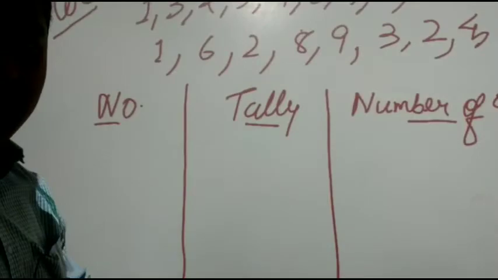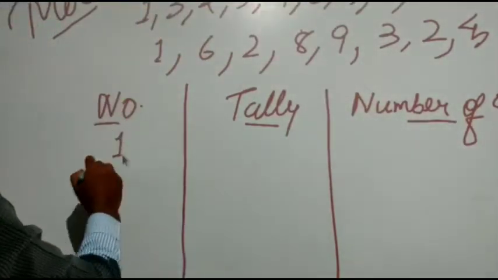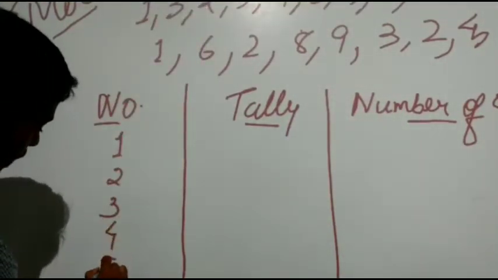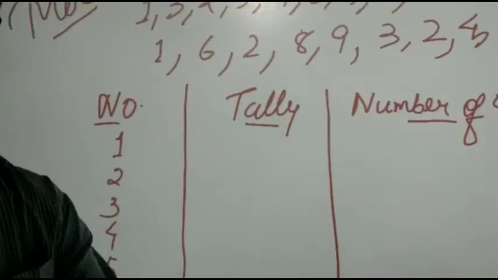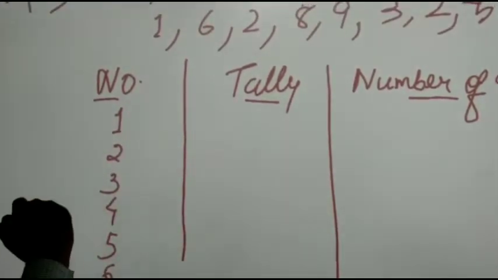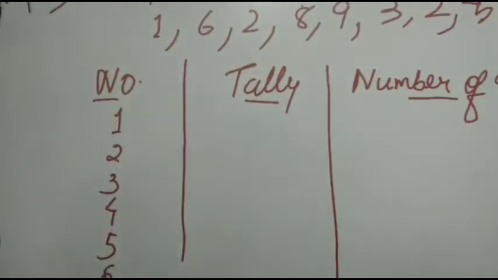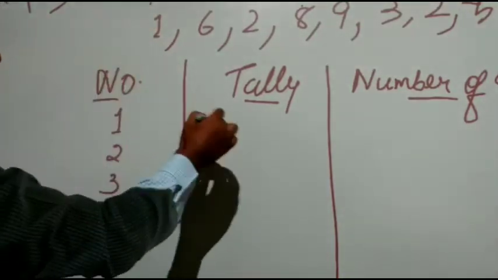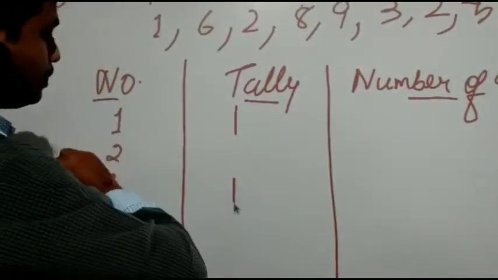First of all, see what numbers are present here. We have 1, then we have 2, 3, 4, 5, 6. Then we have 7 also, and also 8 and 9. Let me first do this for 1 to 7. First we have 1, just put a dash here. Then we have 3, put a dash on 3.